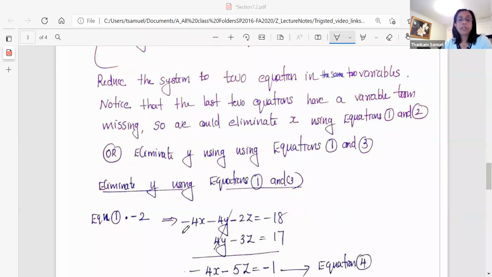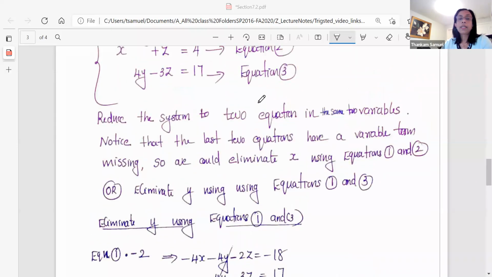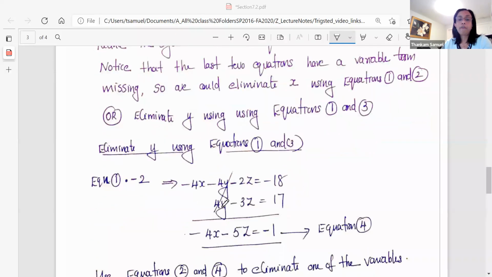Then the first equation becomes -4x minus 4y minus 2z equals -18. And consider our third equation, 4y minus 3z equals 17. Adding these two equations together, the y term will be eliminated. So we'll get a new equation, -4x minus 5z equals -1. We can name this equation number 4.